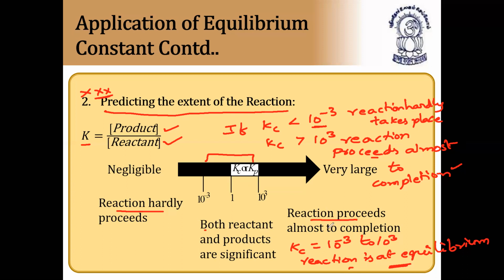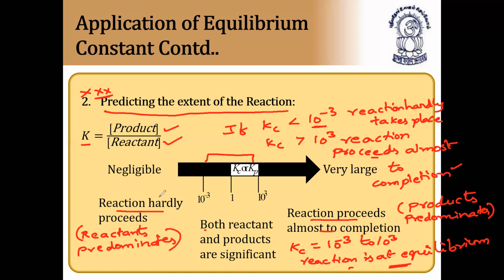So when the reaction proceeds almost to completion, products predominate reactants. And in this case, where the reaction hardly takes place, reactants predominate products. Please note it down, very, very important.